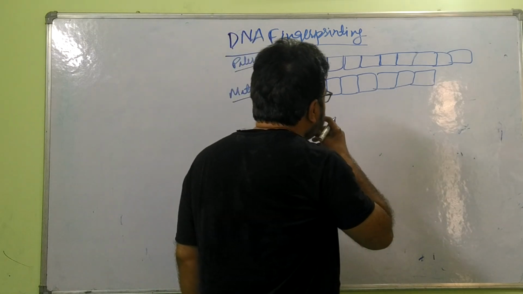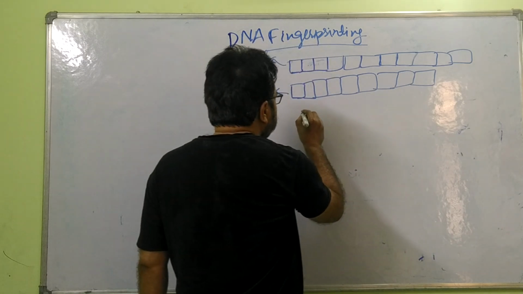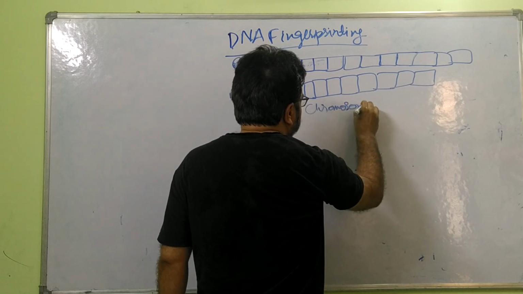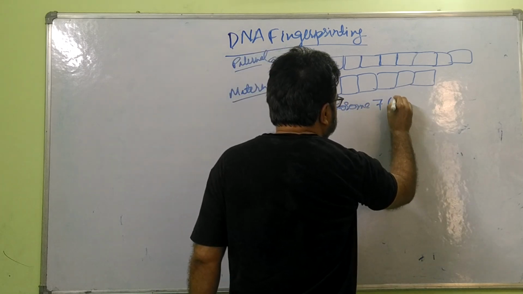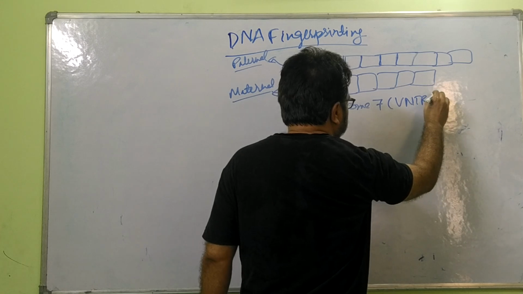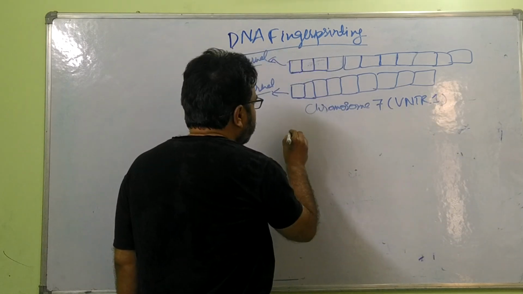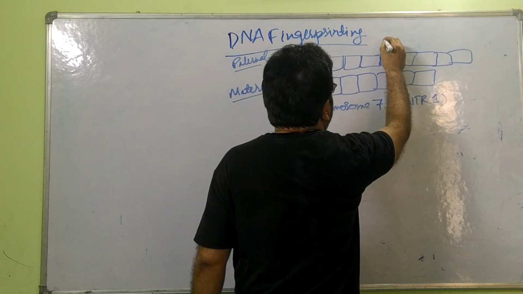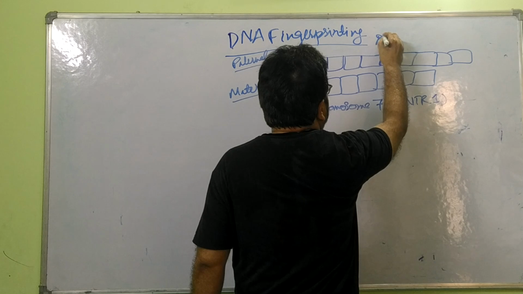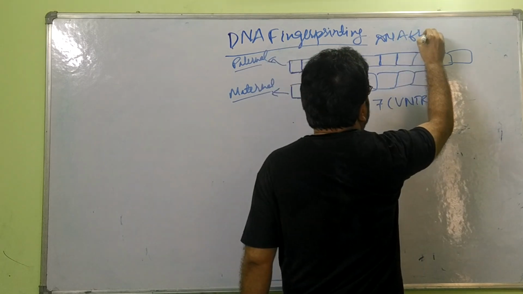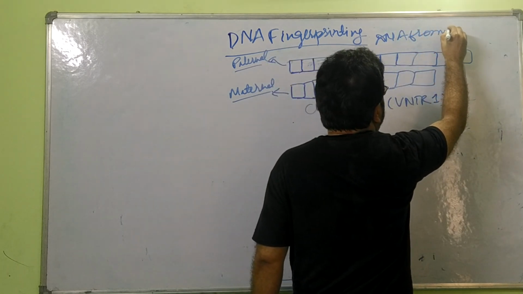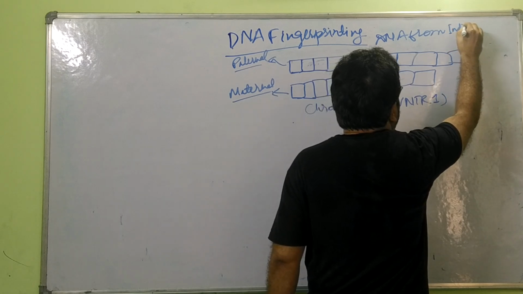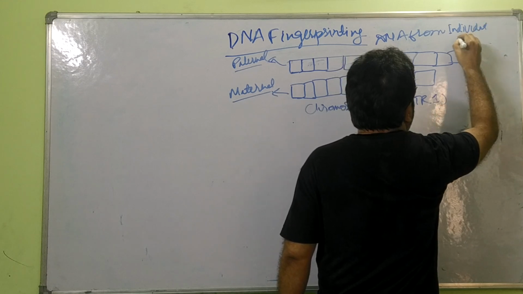So these are the VNTR1 or chromosome 7 or VNTR1. Now the repetitions are like this, and this is the sample 1, DNA from individual A.